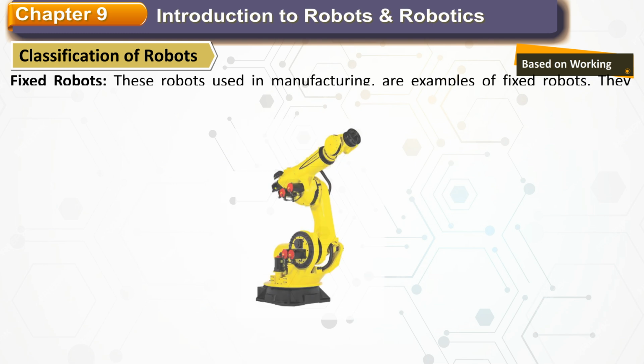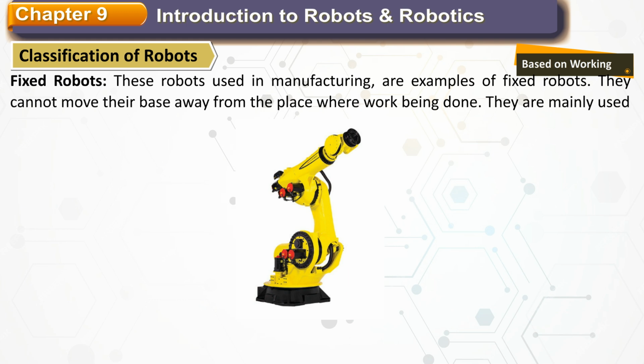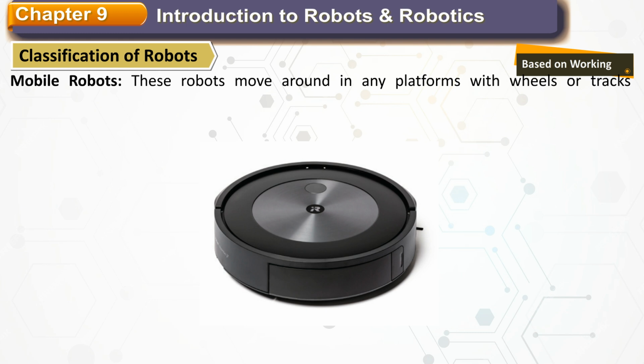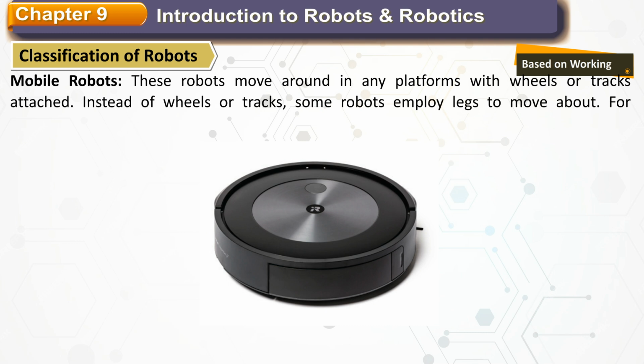Based on working. Fixed robots. These robots used in manufacturing are examples of fixed robots. They cannot move their base away from the place where work is being done. They are mainly used in industries and surgeries. Mobile robots. These robots move around on platforms with wheels or tracks attached. Instead of wheels or tracks, some robots employ legs to move about. For example, self-driving cars, vacuum cleaners, and drones.